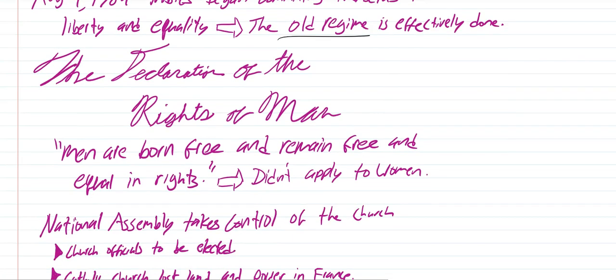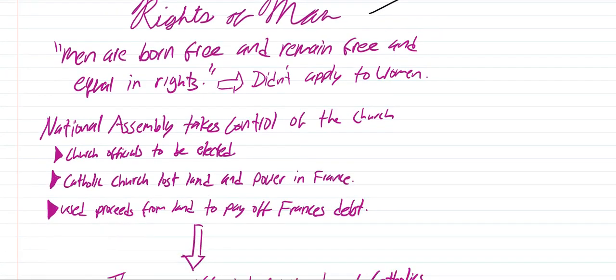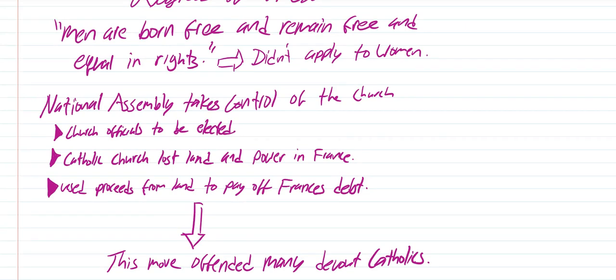And so that brings us to the Declaration of the Rights of Man, which is like a manifesto, if you will, that kind of just is the central idea here is that men are born free and remain free and equal in rights. It didn't even highlight women, so very sorry, ladies, about that. But the idea here is that regardless of class, people are born and remain free and equal in their rights. And so that's revolutionary in and of itself.